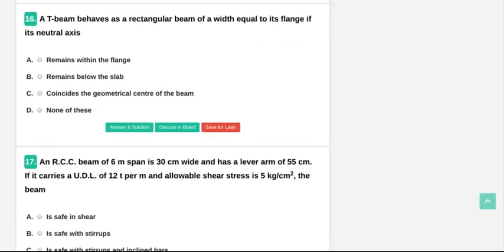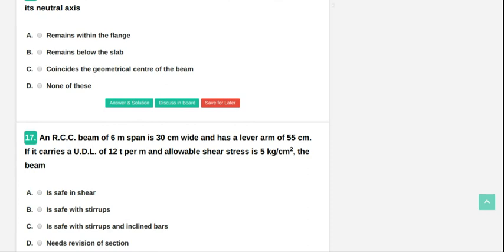A T-beam behaves as a rectangular beam of width equal to its flange width if the neutral axis lies within the flange portion, remains within the flange.